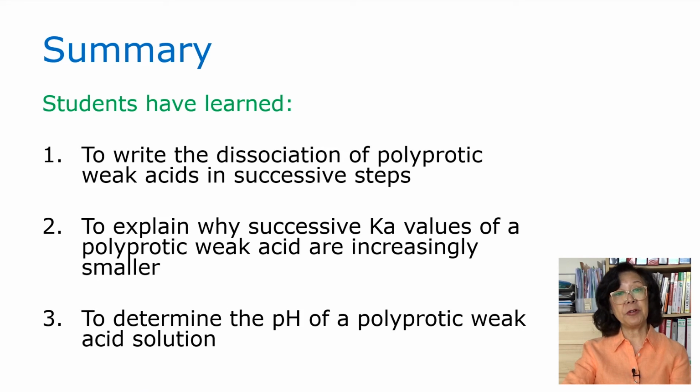To sum up what we have learned today: 1. We have learned how to write the dissociation of polyprotic weak acids in successive steps. 2. We explain how successive Ka values of a polyprotic weak acid are increasingly smaller. And lastly, we determine the pH of a polyprotic weak acid such as carbonic acid.